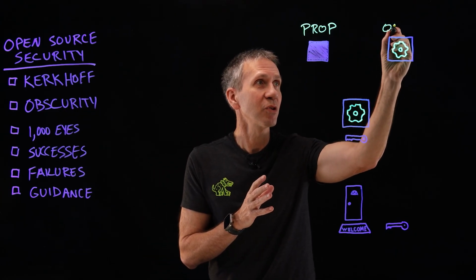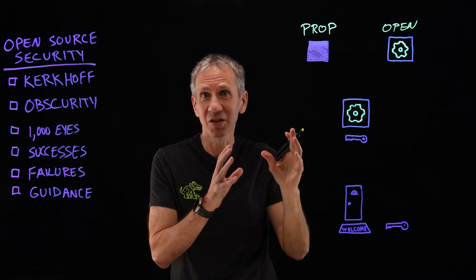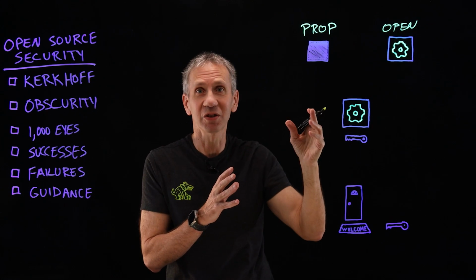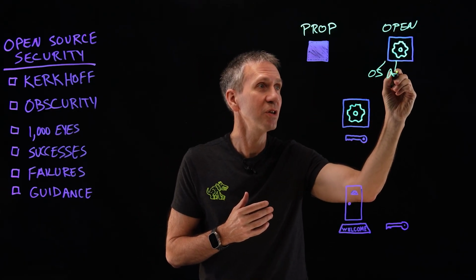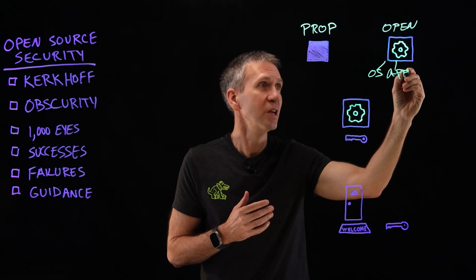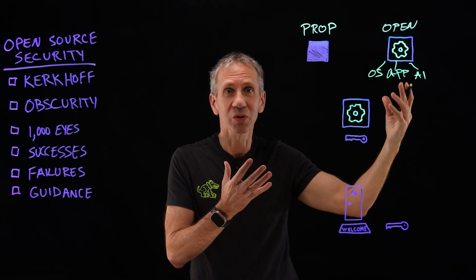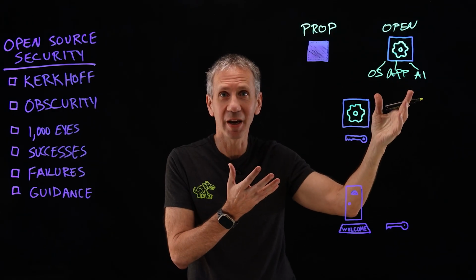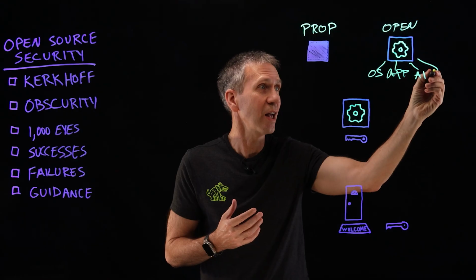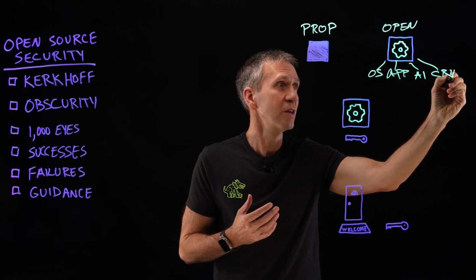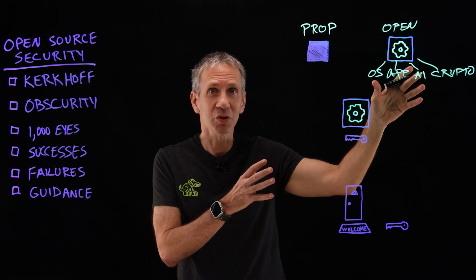An open source project, open source software, in these cases, I can see inside the box. I can see how it works. If it's an operating system, well, I can see the source code. If it's an application, again, I can see the source code. If it's going to be an AI model, I can see the source code. And yes, AI is another example of something where we're going to be using open source models. And then one of the classics is with cryptography. So in this case, what I want to be able to do is see how the crypto system works.